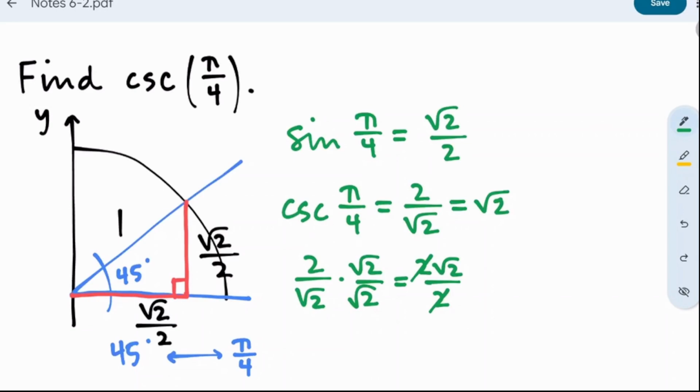All right, there you go. First things first, I identify where on the circle I am. Pi over 4 is equivalent to a 45-degree angle, so I'm going to go counterclockwise 45 degrees from the positive x-axis. Draw myself a reference triangle, which I did in red, label the reference triangle, and then, if I want cosecant, I need to start with sine and then flip the fraction. I got root 2 over 2, I flipped that, rationalized the denominator, and got the square root of 2.